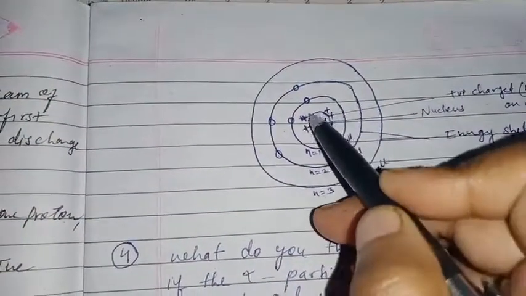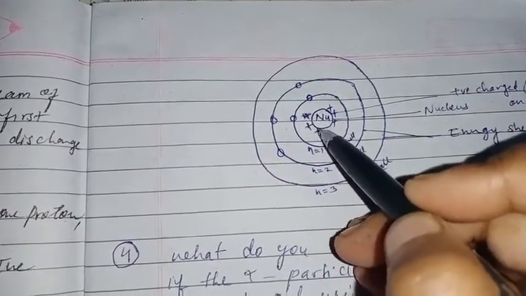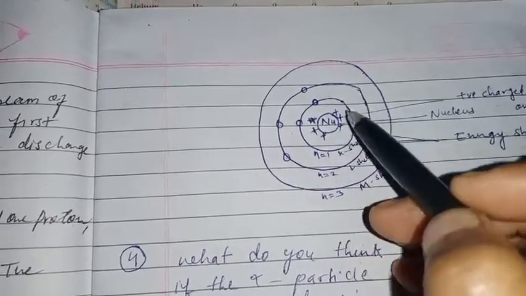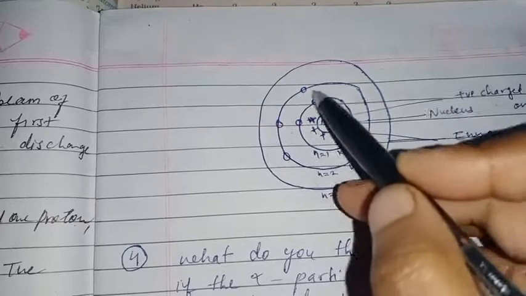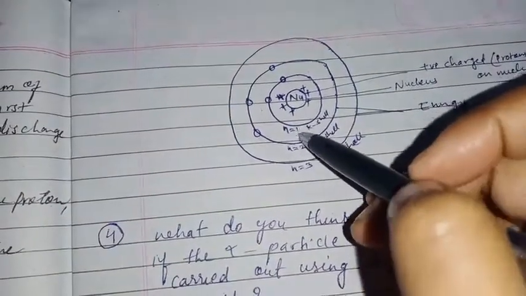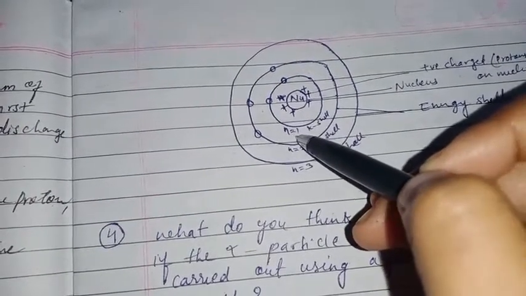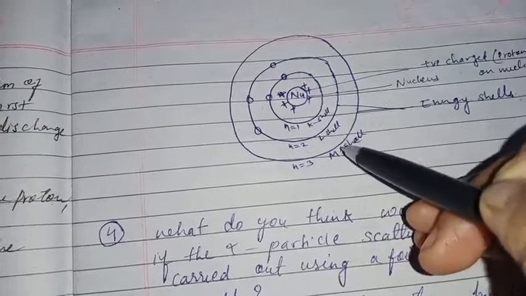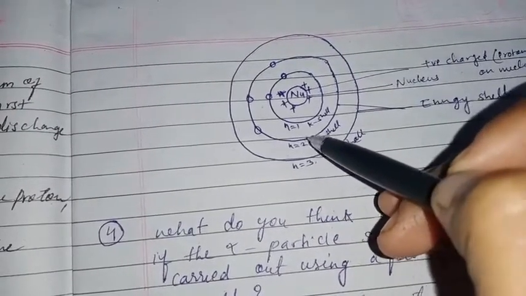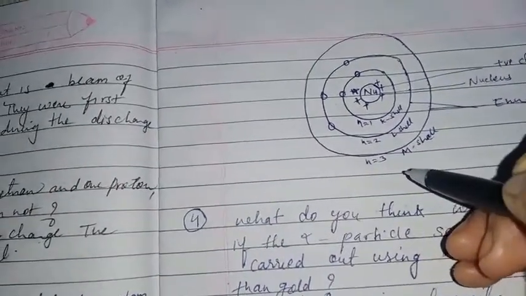This is the center part, that is the nucleus, and I have shown the positive charged particles, that is protons, on the nucleus. I have drawn three shells as asked in the question. I have also named the shells and the shell numbers: K shell, L shell, M shell. These are the first three shells, and the numbers are 1, 2 and 3.